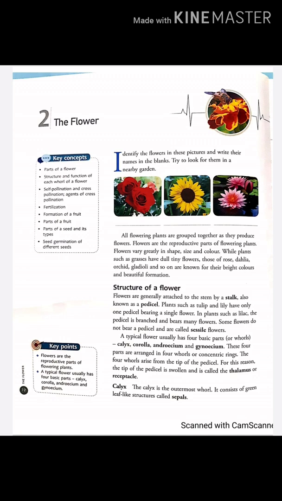Germination of seeds. Under favorable conditions, which include water, air and the right temperature, a seed germinates to produce a new plant. The process by which a sleeping or dormant embryo becomes active and grows into a new plant is known as germination. Germination is of two types, epigeal germination and hypogeal germination.